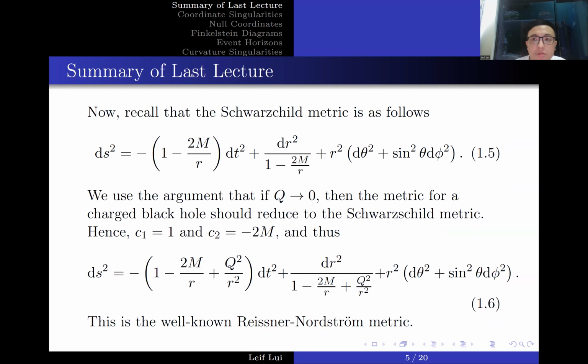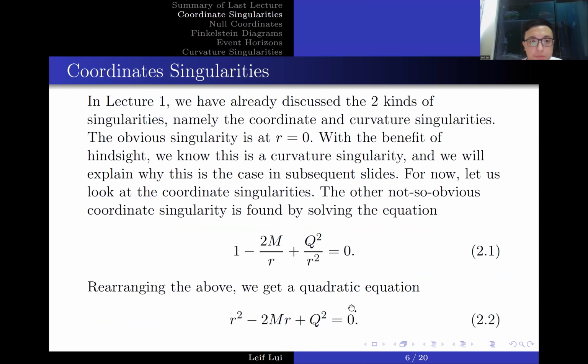However, in order to derive the Reissner-Nordström metric, we have to use a boundary condition. And the Reissner-Nordström metric is simply a specific solution to the generalized equation. So we use the argument that if Q is equal to 0, then the metric for a charged black hole should reduce to the Schwarzschild metric. And as a result, we find that C1 must be equal to 1, and C2 must be equal to minus 2m. And from this, we derive the well-known Reissner-Nordström metric.